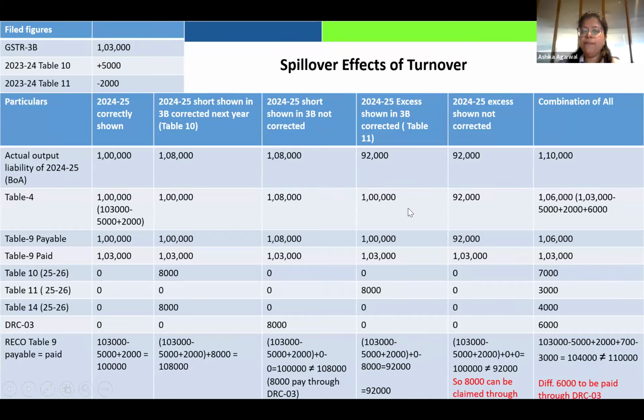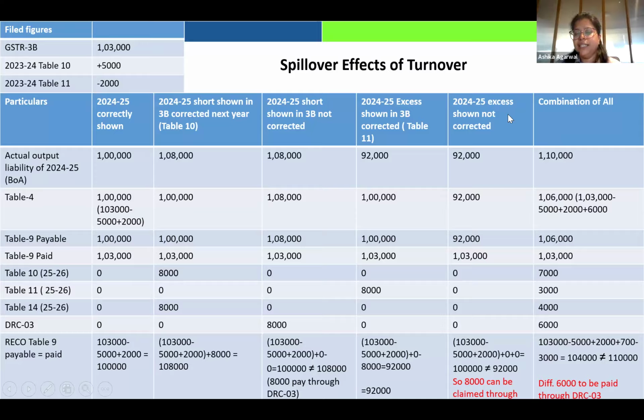While reporting in table 4, you will report 1 lakh only, because you have paid excess, and that impact will be taken care of by table 11. So 1 lakh minus 8 will show you 92K. You will report in table 4 what you have paid for the current period, that is 1 lakh. And as you have paid excess, you will report in table 11 to show that whatever you have paid excess in 24-25, you have adjusted with the next year 25-26 liability. Either you can do this, or if you have not adjusted with next year liability, you can go for a refund if there is an actual excess payment of tax. Based on 9C also, you can file the refund.